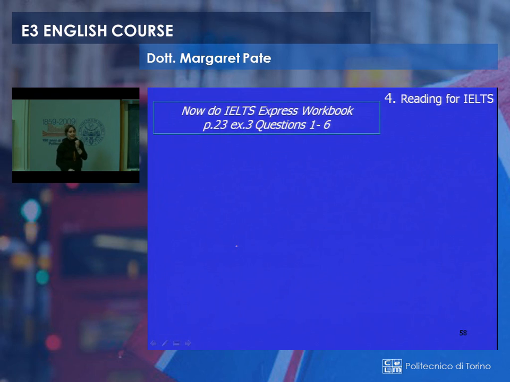Okay, let's try IELTS Express workbook. Okay, this one here. Page 23. Exercises 3, questions 1 to 6. These ones here. Okay. Using the technique which I've just showed you, try to do the exercise. Task practice, questions 1 to 6. Do not do before the task. All right, go straight on to the task practice. Page 23, exercise 3, questions 1 to 6. I'll give you 3 minutes to complete the text. Remember, skim, scan, underline, get your pencils out.